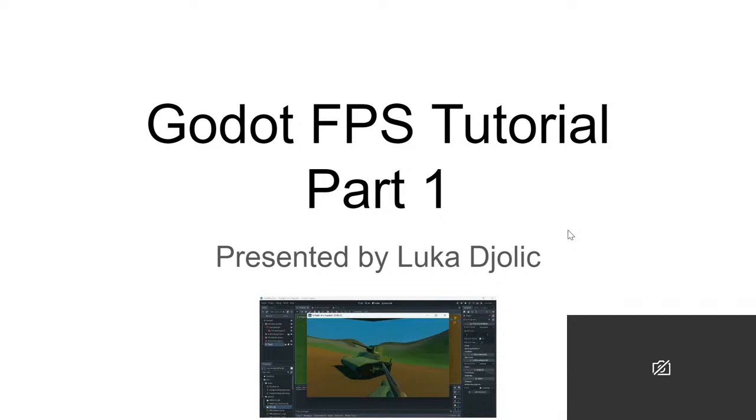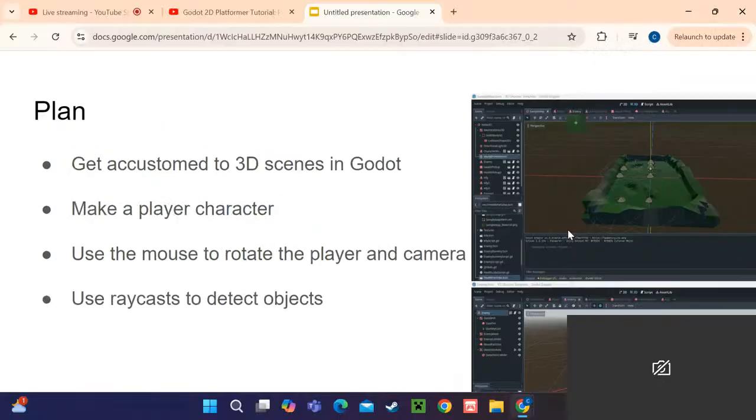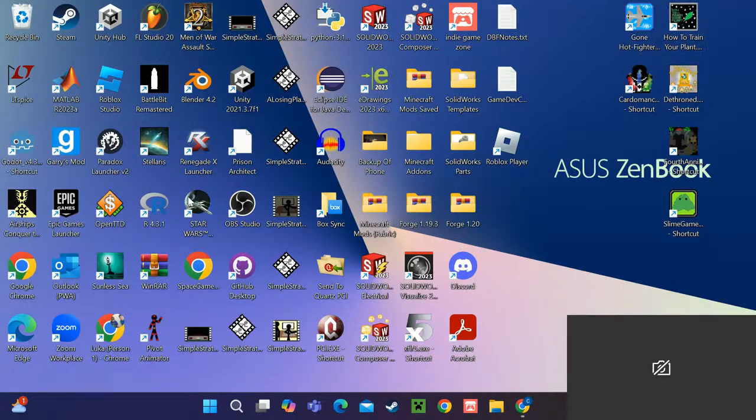So, as I showed over here, we'll just be doing at least the first part of the tutorial, since we have another session for this. So this will be the first part of a little FPS tutorial in Godot. You can use it for other stuff, but it's more in the direction of being an FPS. Our plan for today is first getting accustomed to doing 3D scenes in Godot, then making a player character in 3D, and then using your mouse to make your character look around, so you can change the camera or also rotate your player character. Then we're also going to see if we can get to doing ray casts and detect objects. With that being our plan, we can go ahead and open up Godot.